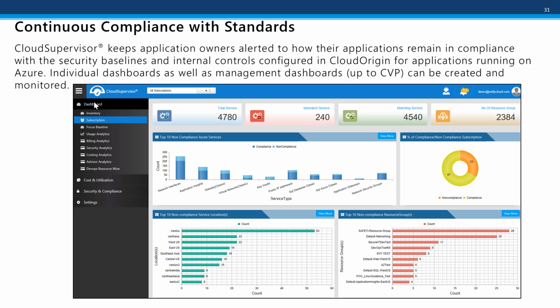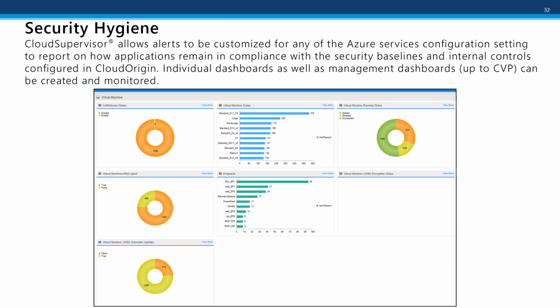Here's an example of how CloudSupervisor constantly monitors against your security and regulatory standards. You can see in this case we have over 4,000 total services. Of these services, there are 240 where there's a mismatch between the baseline configuration, which is recommended for that service, and how that service is currently configured. This allows you to quickly go in and make changes to those services so that they comply with your security and regulatory requirements.